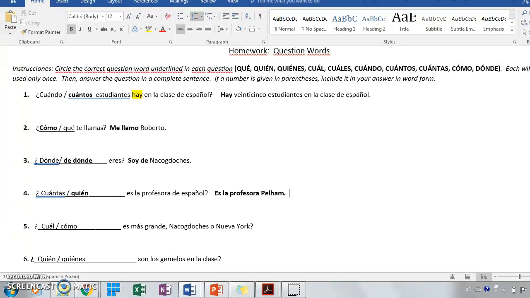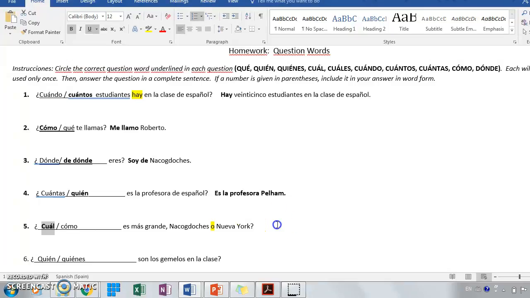Número 5. ¿Cuál or cómo es más grande? ¿Nacogdoches o Nueva York? Okay, here we see this little word o, which we might not have encountered yet. O means or, so we have here an either or question. If we have an either or, what would make more sense? Which or how. Here we have a comparison. Okay, Nacogdoches versus Nueva York. Which one is más grande? Which one is bigger? Our question word is ¿cuál?